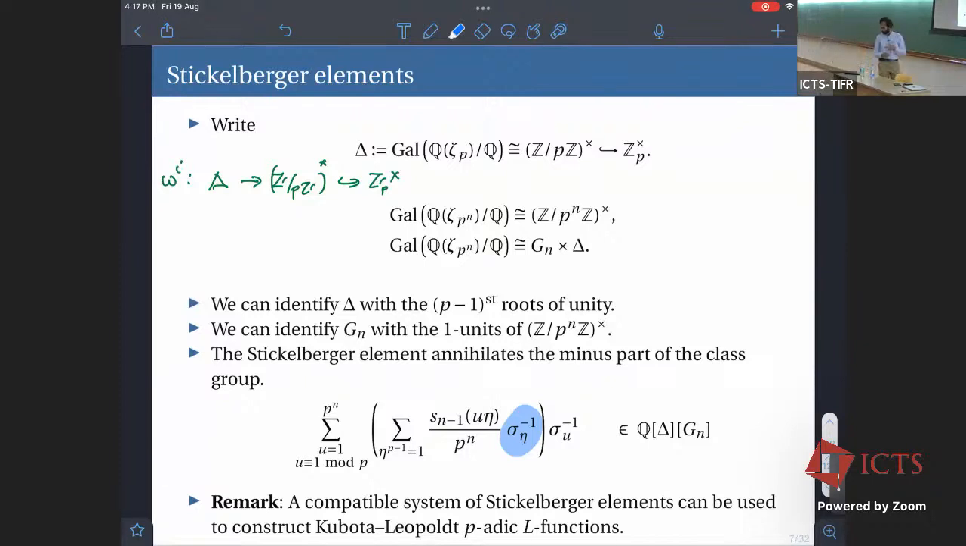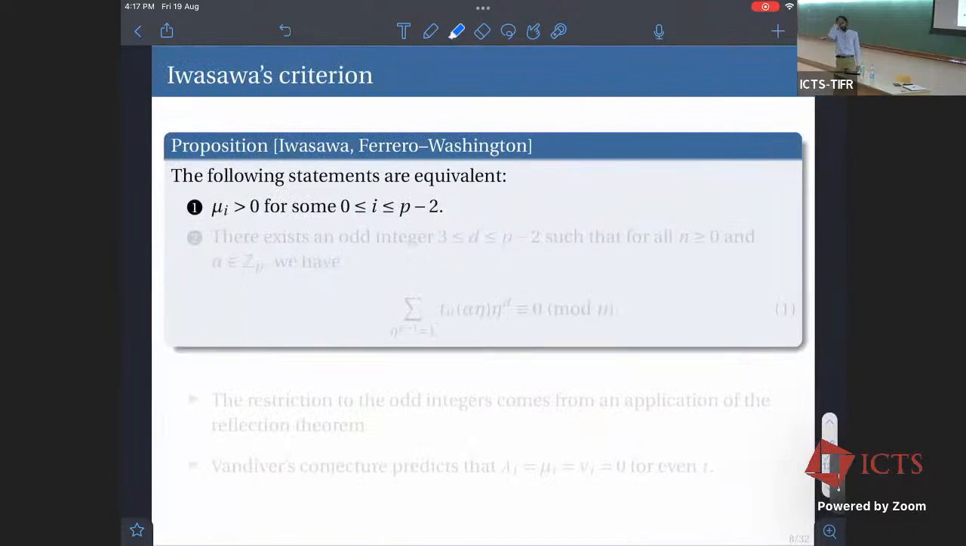So if I evaluate omega to the i at sigma eta, I get eta to the i. Okay, so that's the simple observation that led to the criteria that's originally due to Iwasawa. Again, I want mu to be positive, which means that I have these group ring like elements, and I just want every coefficient in this group ring like element to be divisible by p.